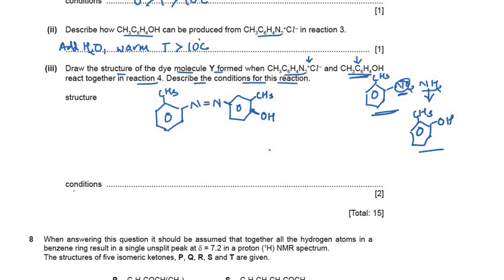Now what are the conditions required for this? As we know, it's a coupling reaction. We need aqueous NaOH and also a temperature below 10 degrees. The temperature below 10 degrees has to be maintained, because otherwise the diazonium will break down into the phenol again. So these are the reaction conditions required for the coupling reaction. Okay, we have finished the 7th question. We are still left with 2 more questions which we will be solving in our next video.